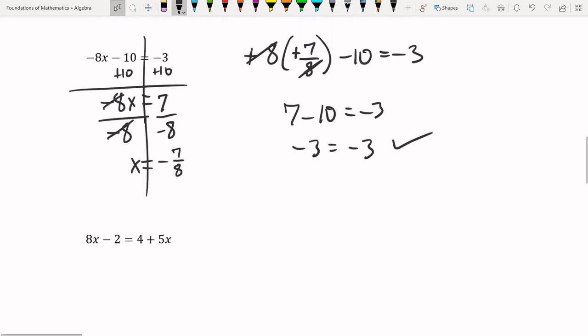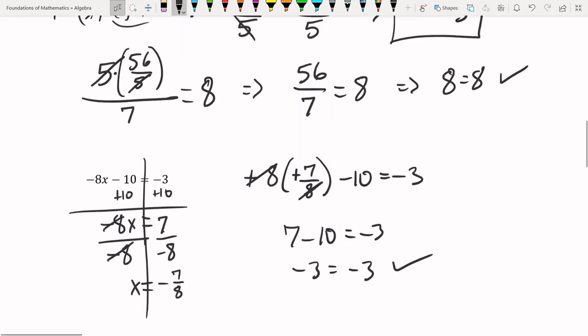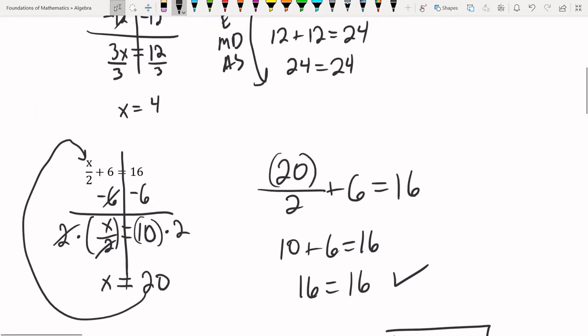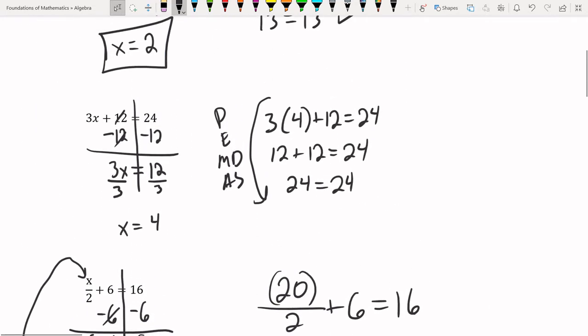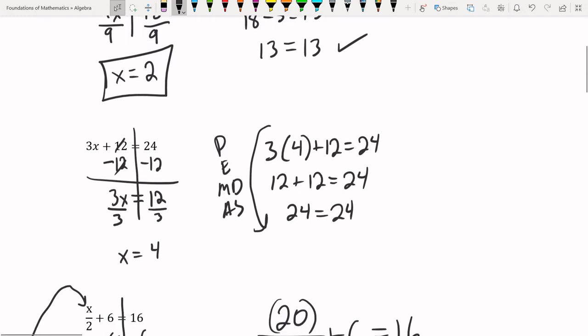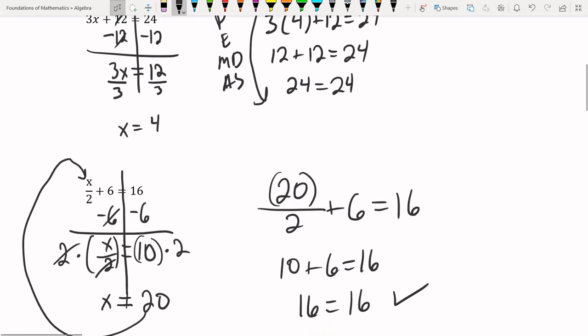Okay, so that's two-step equations. There were always two things we did. In a lot of these, it was first adding or subtracting the term, and then multiplying or dividing.